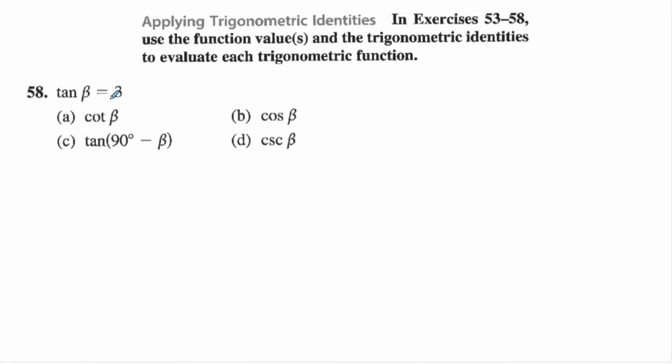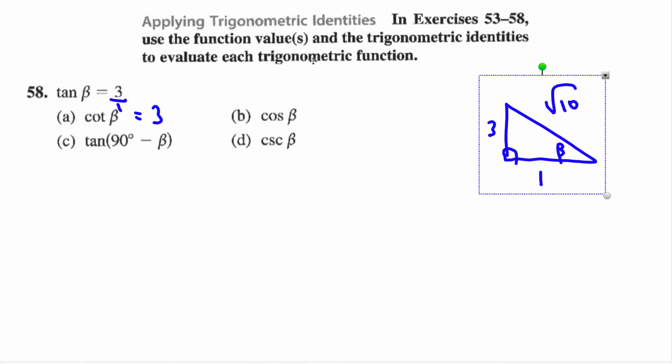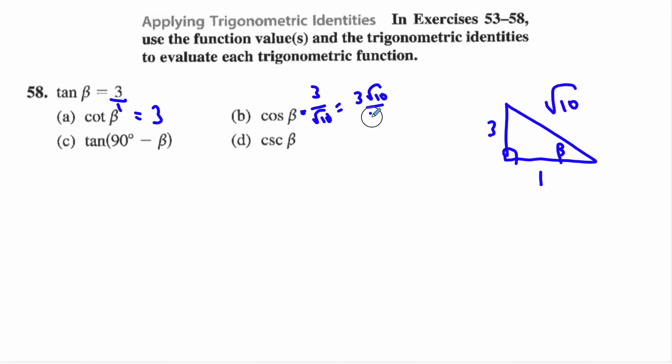If we know the tangent of beta is 3, that's the same as 3 over 1. So we know we're looking at a triangle. And this time it's beta. It's just another name for a variable, right? It's 3 over 1. 3 squared plus 1 squared is the square root of 10. So what is the cotangent? Well, it'd be the reciprocal, or 1 over 3. What is the cosine? 1 over root 10, which would be root 10 over 10. Sine of beta is 3 over root 10, which would be 3 root 10 over 10.